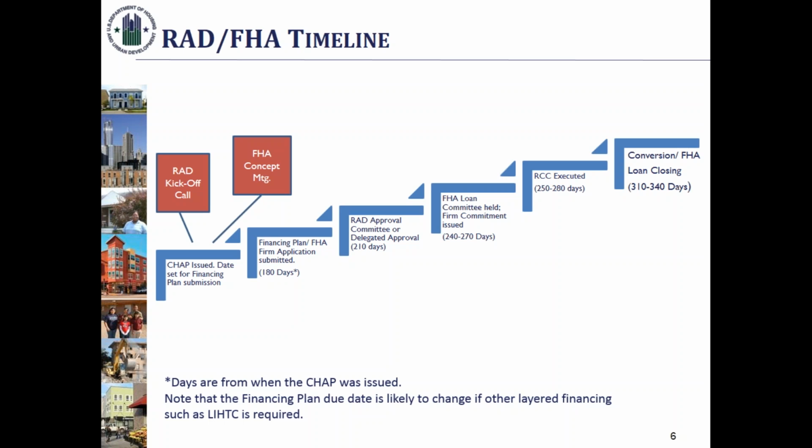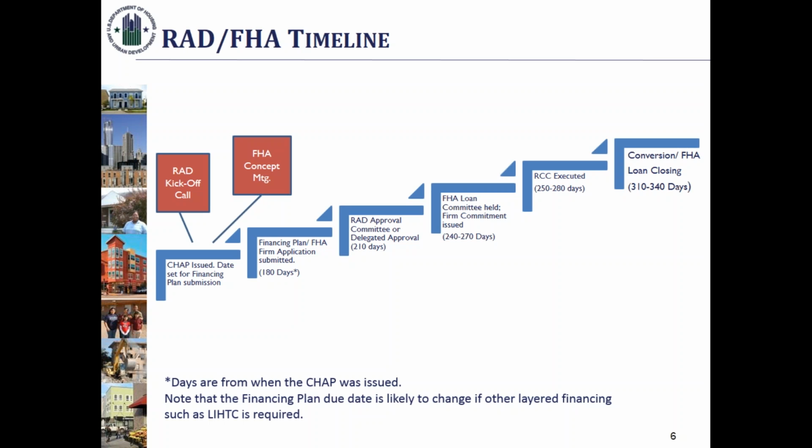So the PHA has 6 months to get in their financing plan, which is also the FHA firm. The next step is that the financing plan TM reviews the plan and takes the deal either to the RAD Approval Committee or it's approved by the director of the transaction team. It's important to note that this should happen first, before the FHA underwriter goes to the FHA loan committee. After the FHA loan committee, obviously within a few days or whatever it takes, the FHA underwriter, the office, issues the firm commitment.